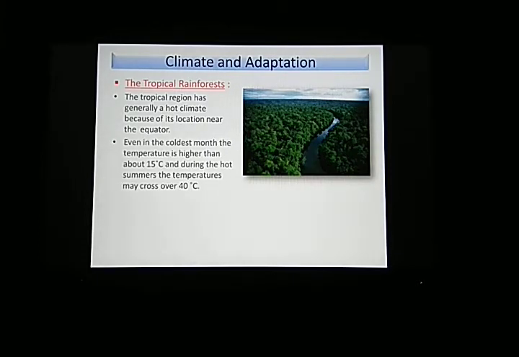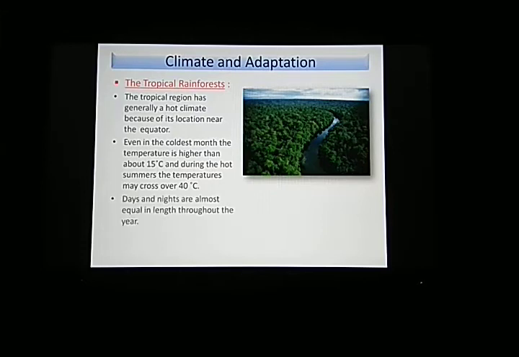Now, even in the coldest month, the temperature is higher than about 15 degrees Celsius, and during the hot summers, the temperatures may cross 40 degrees Celsius. So in the tropical rainforest, you can see how hot it is. Even in the coldest months, say for example December and January, it is normally cold elsewhere. But even then, the temperature does not go below 15 degrees centigrade. And in summers, it's already very hot, as you know, so it may go above 40 degrees Celsius.